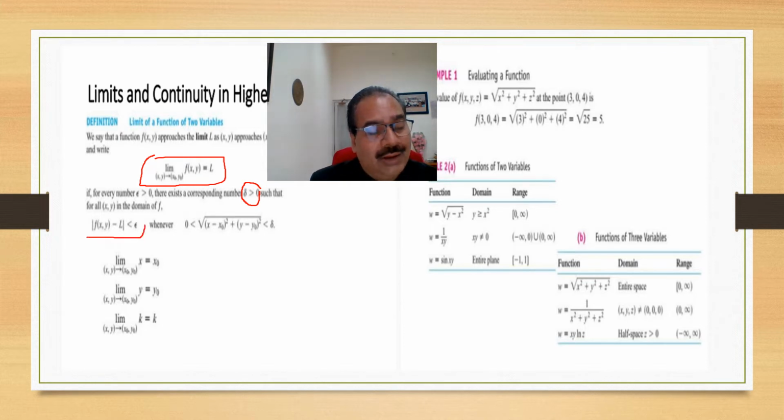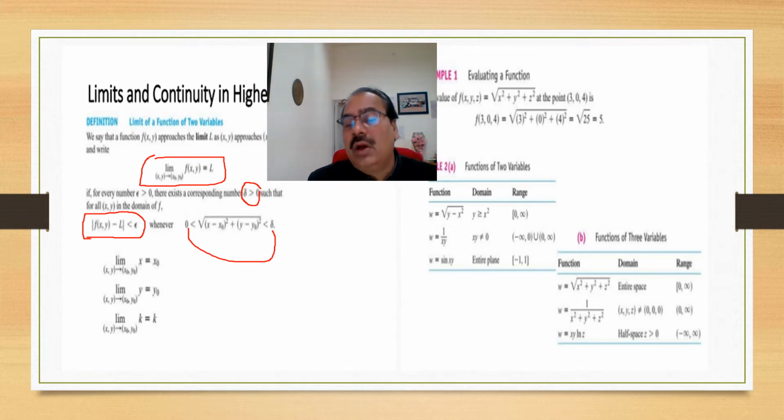should be less than epsilon. So this is very much parallel to the limit of a single variable function, where the square root of (x minus x naught) whole square plus (y minus y naught) whole square should be between 0 and delta. Mind it, both points are in a neighborhood, meaning they are very close to each other, because this is less than delta. So all the results hold: the limit as xy tends to x naught y naught of x is equal to x naught, of y is equal to y naught, and for a constant k, the limit of k is equal to k.